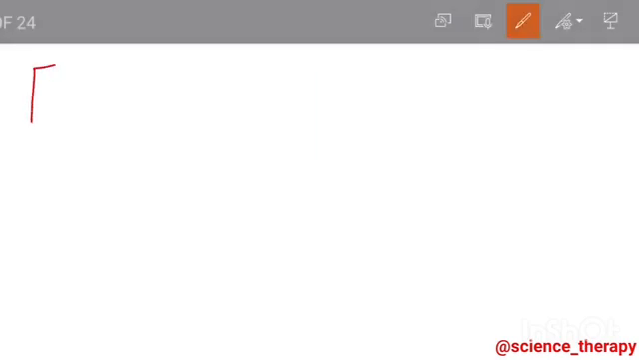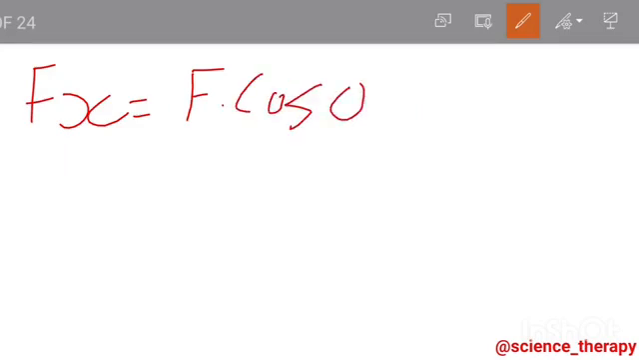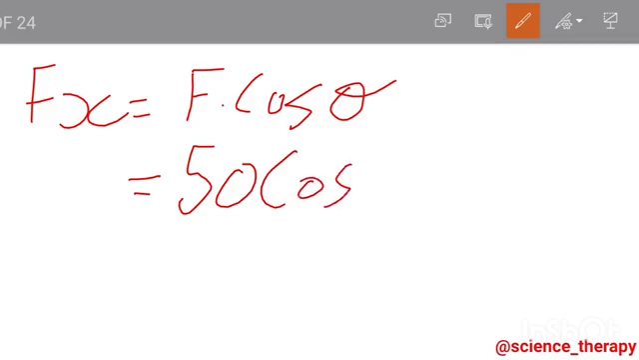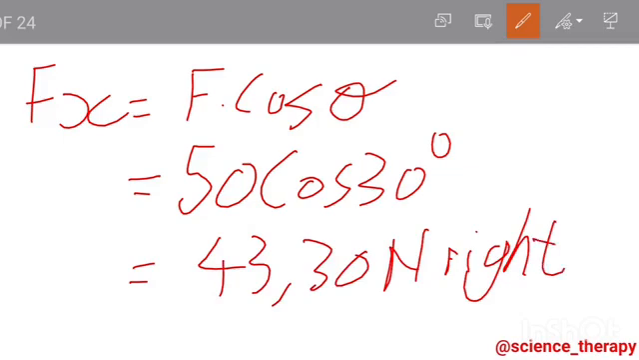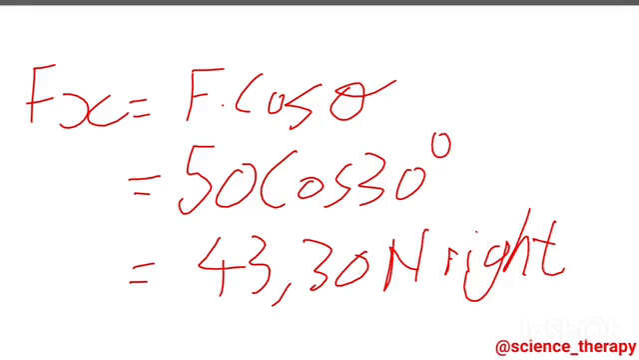Then, okay, let's move along. To calculate your Fx, that's F cos theta. Then what do we put for your F? The force that you've been provided with, the magnitude, that's 50. Then cos, your angle is 30 degrees. Then you just punch that in your calculator. You have 43.30 Newton. And where is it going? Do not forget to give the direction. Remember, this is a vector. A vector is where we have both magnitude and direction. So if you don't put the direction, you're simply saying this is a scalar.